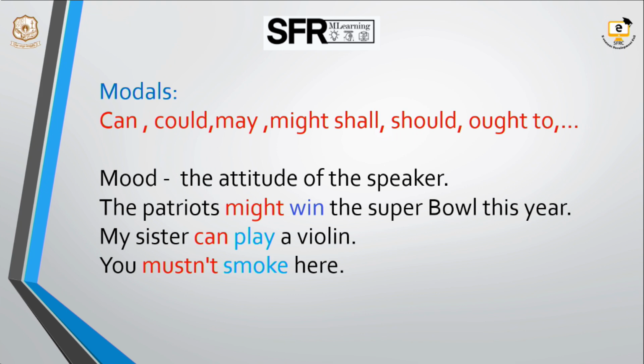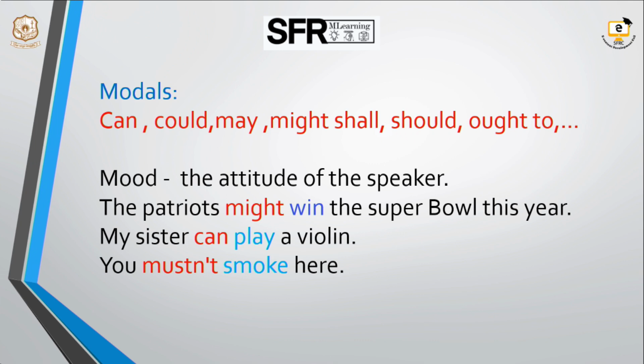Modals can also express ability, like my sister can play the violin. In that sentence, play is the main verb and can shows ability. You mustn't smoke here. What's the mood I am trying to convey? I am using the modal verb must in the negative, must not, you don't have permission. You mustn't smoke here. So, in that way modals help us to express mood in a sentence.